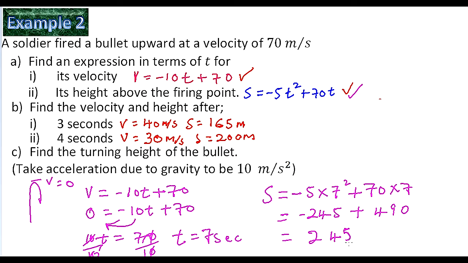These are meters. So what this means is that the bullet will turn. Since it was moving upwards, it will turn downwards after 7 seconds, at a height of 245 meters. And that is how you work out that question.